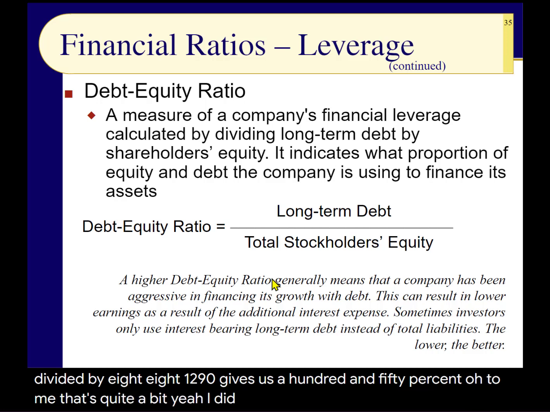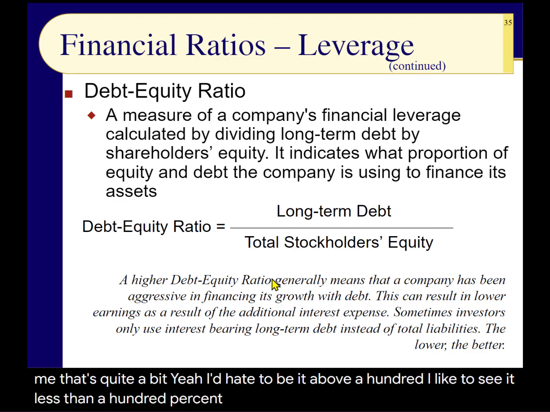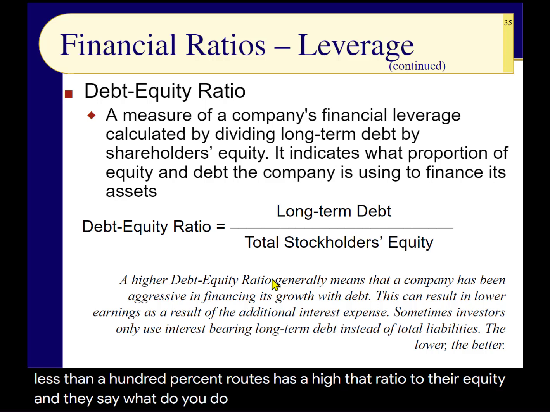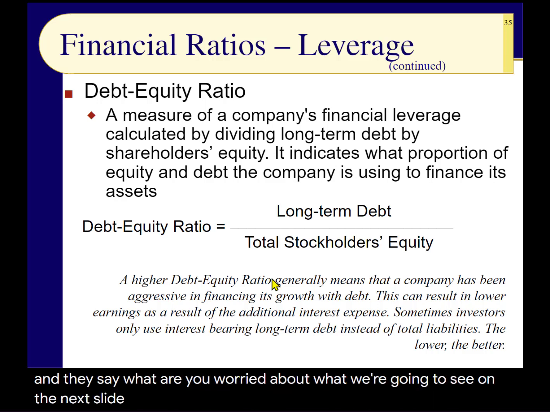Ooh, to me, that's quite a bit. I'd hate to be above 100%. I like to see it less than 100%. But in this case, Sprouts has a high debt ratio to their equity. And they say, what are you worried about? As we're going to see on the next slide, we can pay this debt, no problem.